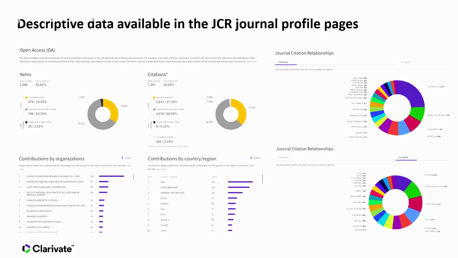Below that, we've got the contribution by organizations and contributions by country region, so where the authorship of the journal lies. And on the right, we've got who's interacting with the journal. Who is the journal citing, and who is the journal being cited by. So again, all of these are characteristics of the journal that should be taken into account when journals are being compared.